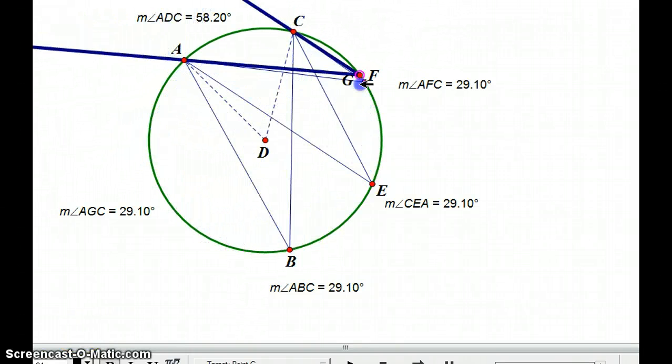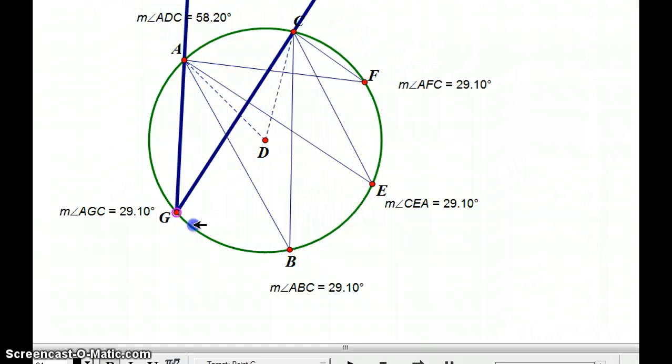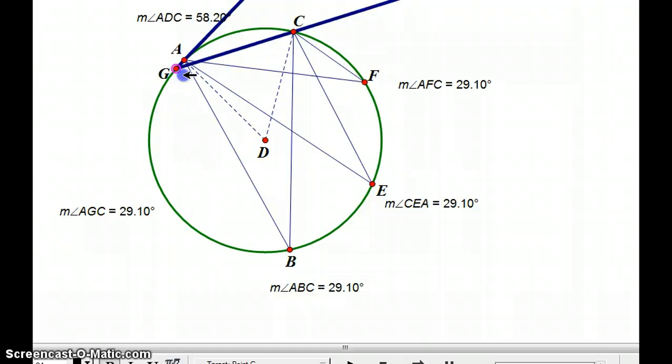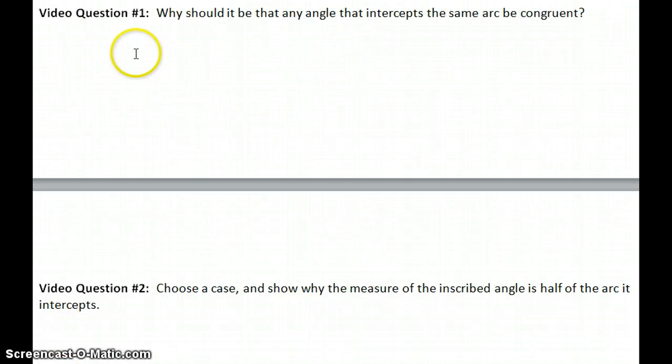But I think if you're seeing it in Sketchpad like this, how this angle is always the same size, no matter how I move this around the circle. It's always half of this arc. It's also true at a tangent. Okay, that brings us to our first video question. Why should it be that any angle that intercepts the same arc be congruent?